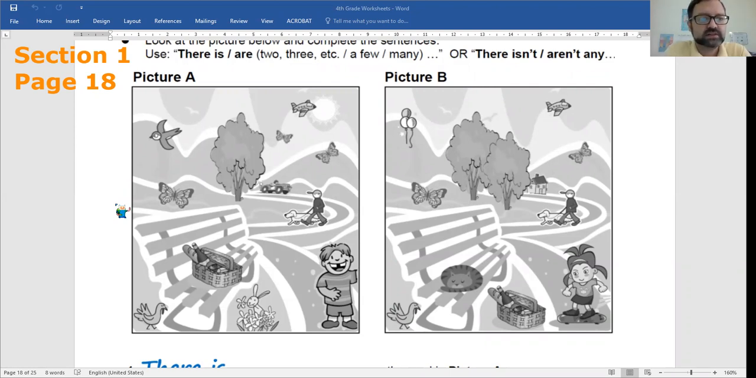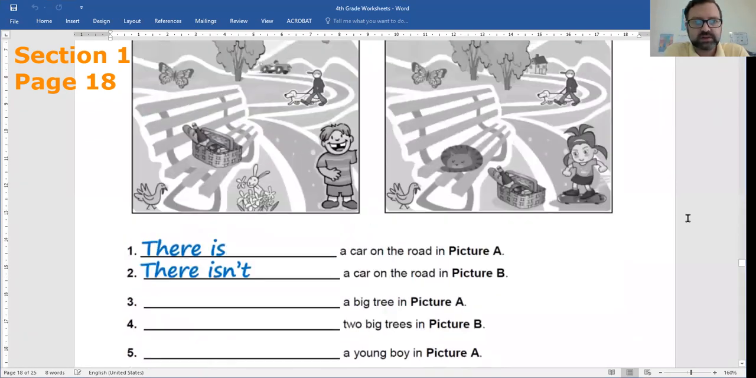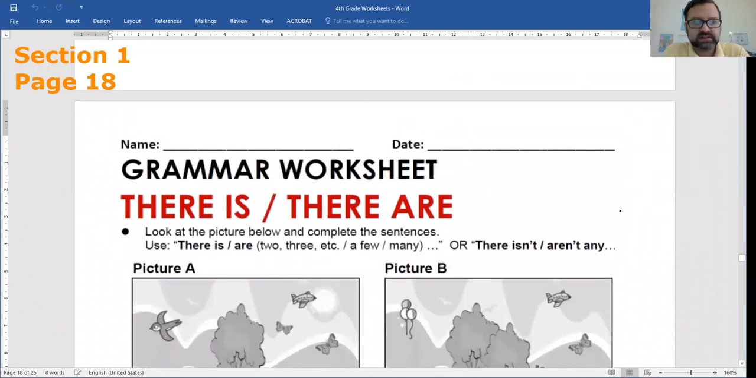Today we are going to do some grammar. I am in section 1, page 18. It should look like this. We got a few pictures here and some sentences. So we're going over there is, there are. Generally, we use there is if we have one of something, and we use there are if there's more than one of something, all right?